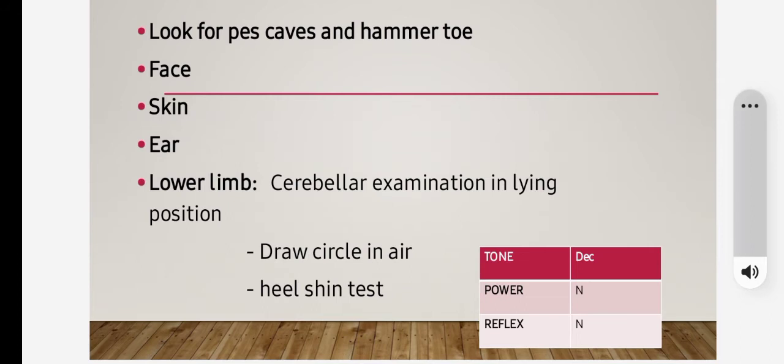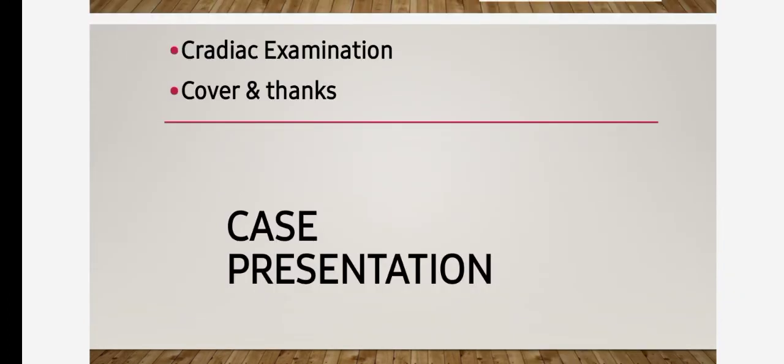Now ask the patient to lie down straight, do the heel shin test, and draw a circle with the foot in the air, which is defective. Do lower limb motor examination: check for tone, which would be decreased; power would be normal, reflexes would be normal, and Babinski will be normal. Do cardiac examination for cardiomegaly and displaced heartbeat, then cover the patient and say thanks to the patient.